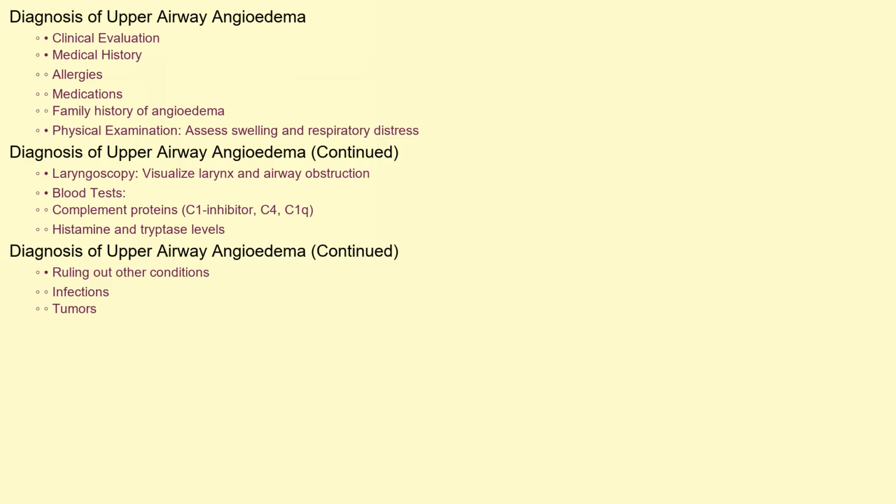Diagnosis of upper airway angioedema requires a thorough clinical evaluation. The physician will inquire about the patient's medical history, including allergies, medications, and family history of angioedema. A physical examination will assess the extent of swelling and any signs of respiratory distress. Laryngoscopy, a procedure where a thin, flexible tube with a camera is inserted into the throat, may be performed to visualize the larynx and assess the degree of airway obstruction. Blood tests may be ordered to measure levels of complement proteins like C1 inhibitor, C4, and C1q, especially if hereditary or acquired angioedema is suspected. Measuring histamine and tryptase levels can help confirm an allergic reaction. Ruling out other conditions like infections or tumors is also important.